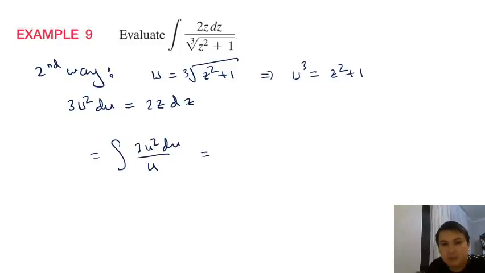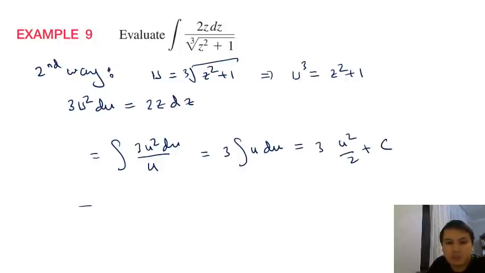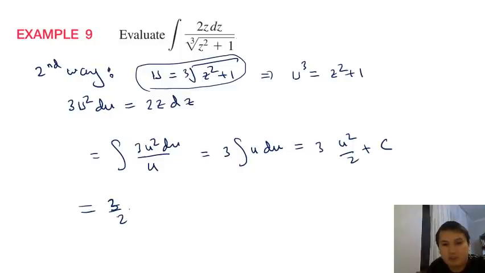Okay, what is this? Well, this is 3 times the integral of u du. Again, we know how to integrate it, so this is 3 u squared over 2 plus a constant. Instead of u, I replace this expression right here, so it becomes 3 over 2 times (z squared plus 1) squared, under the cube root, plus a constant. And if you compare with the previous slide, we arrive at the same integral.